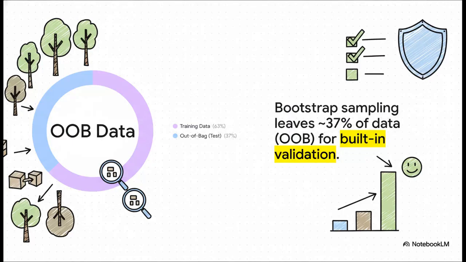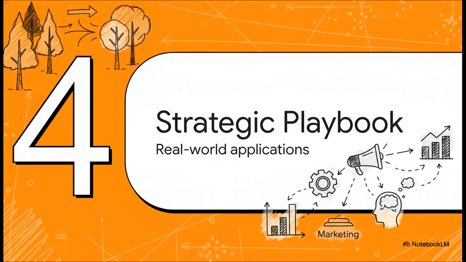But how do we know we can even trust this thing? Well, it has this brilliant built-in quality check. Because of that random sampling we talked about, each tree is only trained on about 2/3 of the data. That leftover 1/3, that's called the out-of-bag data, and it's used to automatically test that tree's accuracy. It's like having a built-in, continuous audit for your model, which gives you huge confidence that it's going to work in the real world.